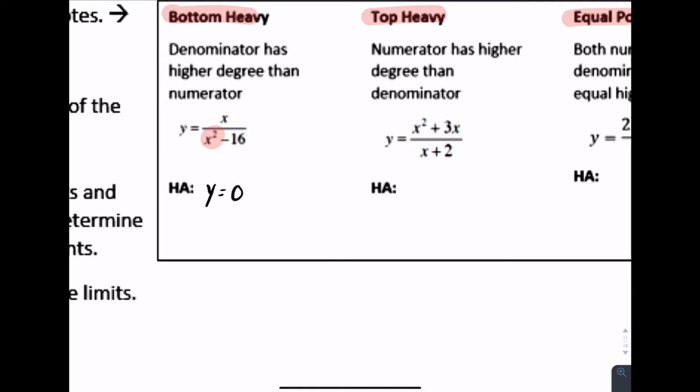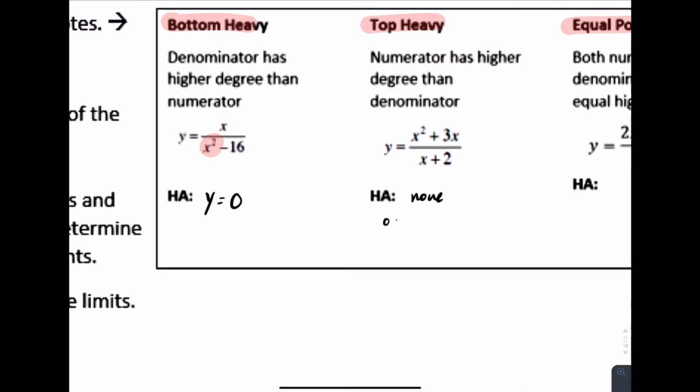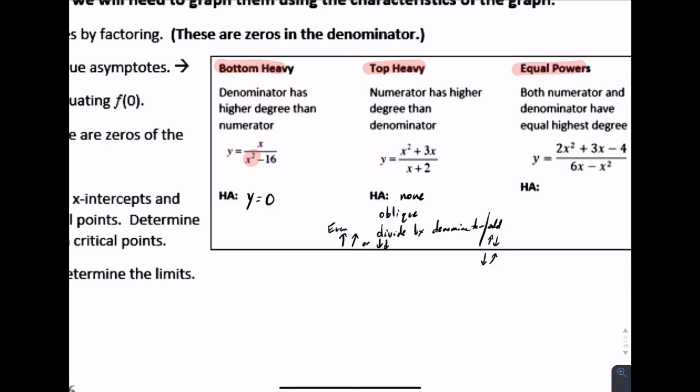If it's top heavy, then it's this weird thing. Essentially, it goes up forever or it goes down forever. So you would say none. It doesn't have a horizontal asymptote. It can also be said that it is oblique. In other words, you have to divide by the denominator. If you get an even, then it goes up, up, or down, down. But if you get an odd after you divide, it does the whole switcheroo kind of thing. It seems like the hardest one, but it's not. It just means there's no horizontal asymptote, so it goes either up or down forever.